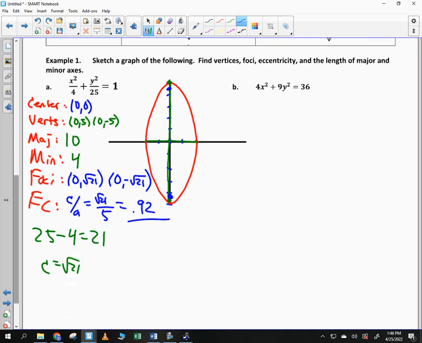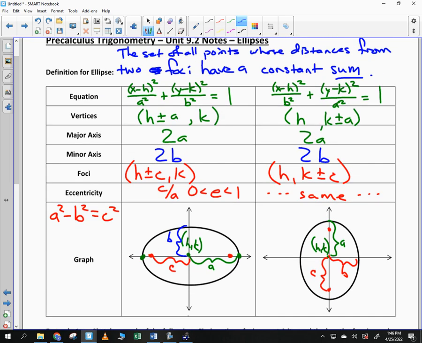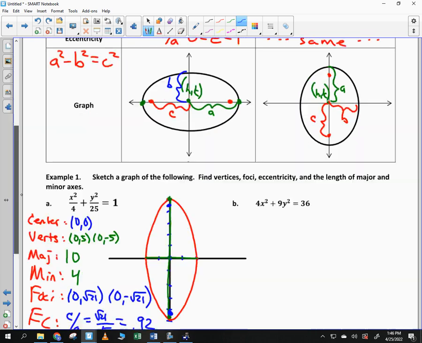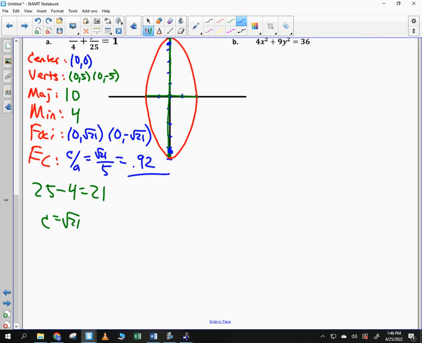Letter B. I'm not divided by anything. It's not in the right form. Notice that in these two equations up above, that ellipses have to be equal to what? So how will I get this equal to 1? Let's divide through by 36.